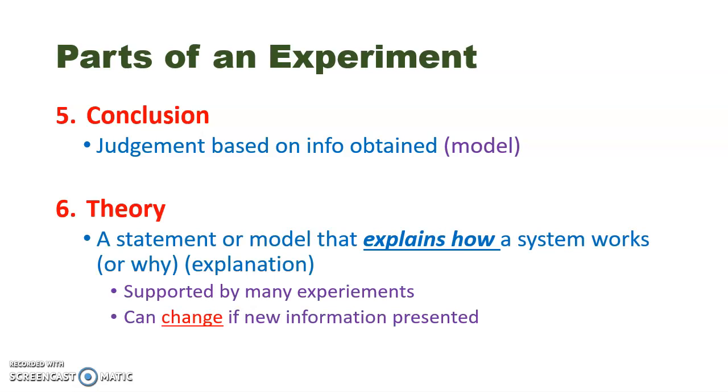A theory is a statement or model that explains how a system works or why it works. So it's trying to explain a natural phenomenon. And theories are supported by lots of experiments. Theories can change if new information is presented. But I don't want you to think that a theory is just a really loose idea. In science, a theory is a very well-established idea.